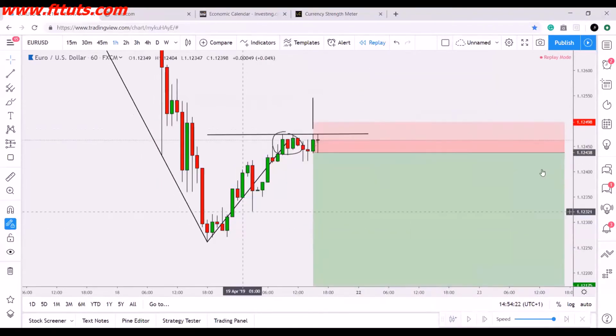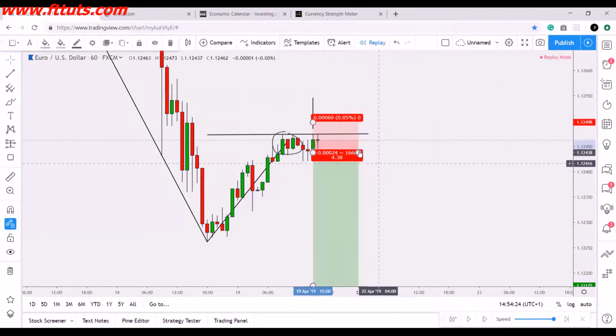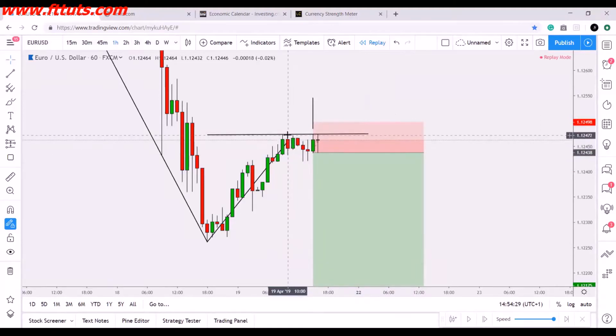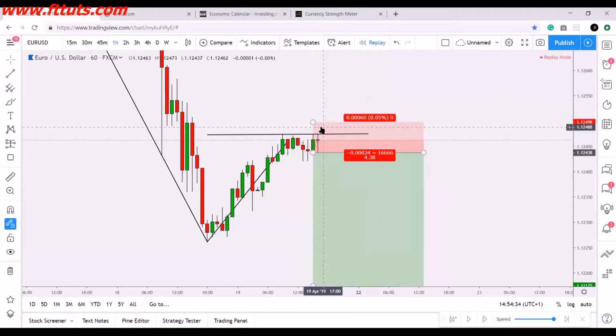I disregarded everything I saw to the right. This is how I'm seeing the market. So we'll do a stop loss placement. Now we have structure here. This is Euro USD. The range is not too bad on this pair.